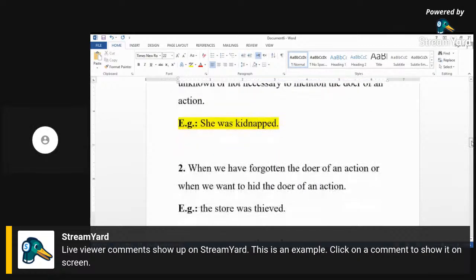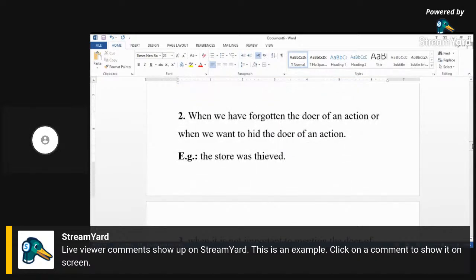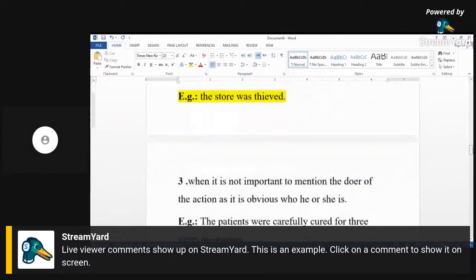The second rule, when we have forgotten the doer of an action or when we want to hide the doer of an action. The store was thieved. Still, we do not know or we forgot who has thieved the store.